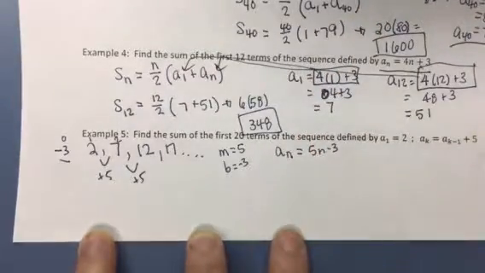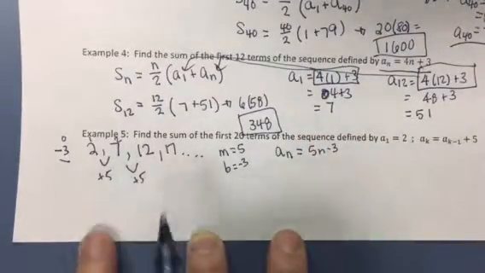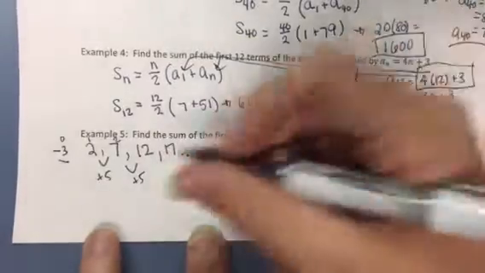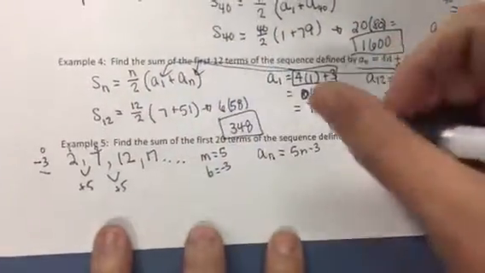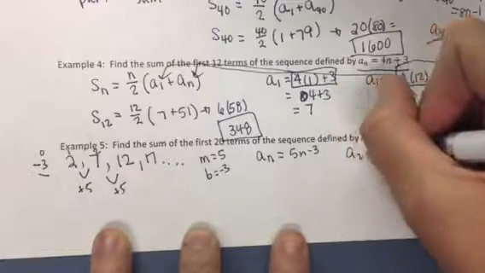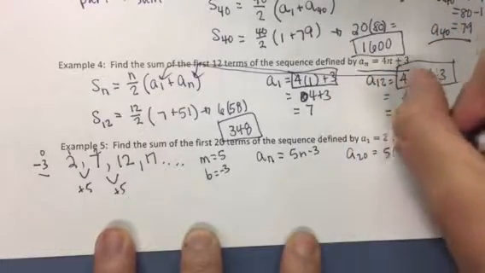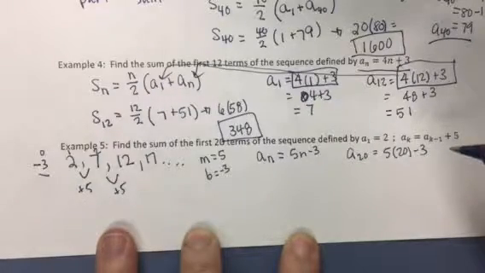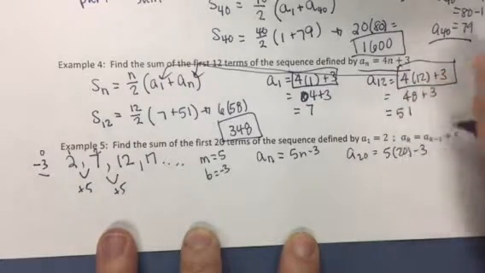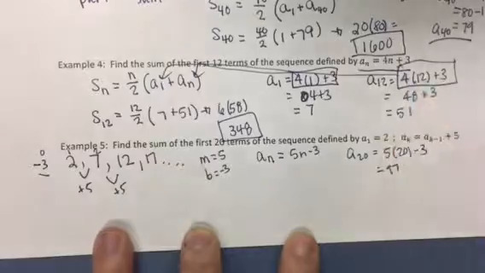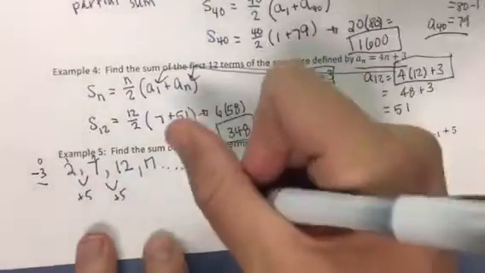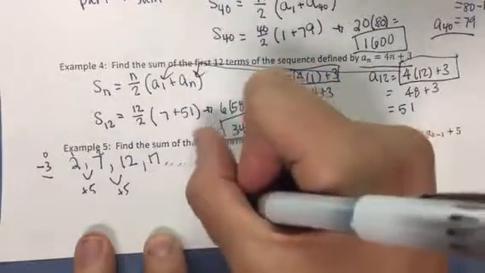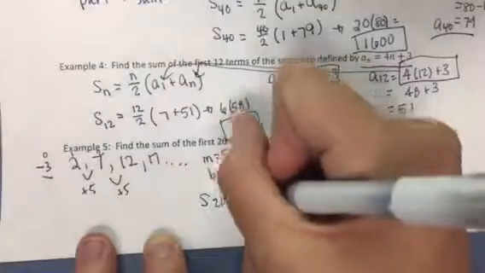Now I can jump to that 20th term without having to repeat this sequence 20 times, or repeat the addition of 5, I should say. So my 20th term is going to be 5 times 20 minus 3, which is, what's that, 100 minus 3, so 97. Okay. So now when we do our partial sum, we're finding the sum of the first 20 terms.